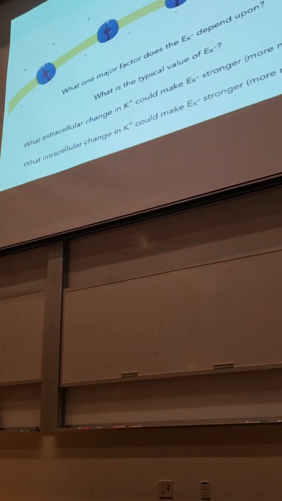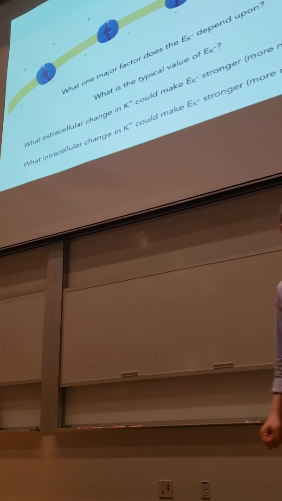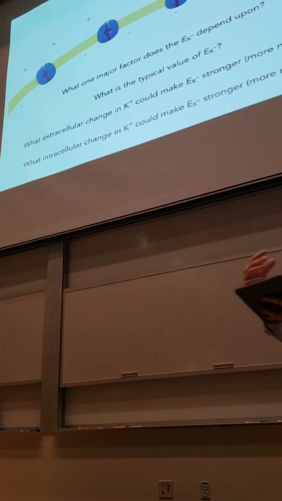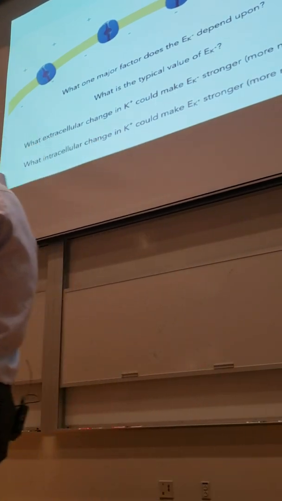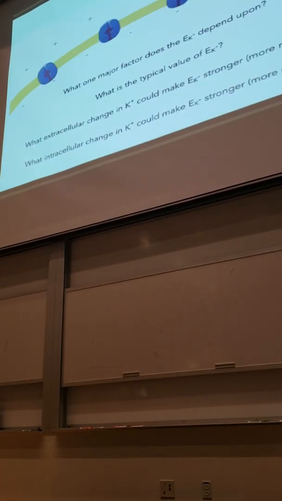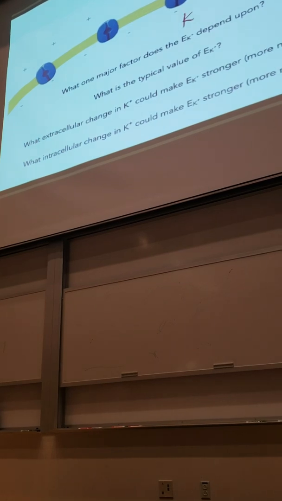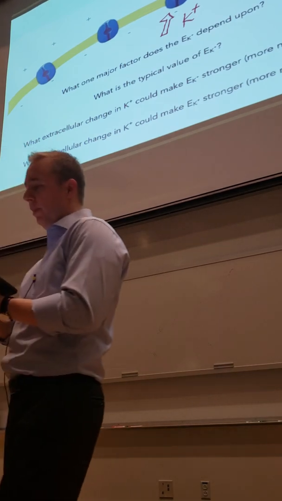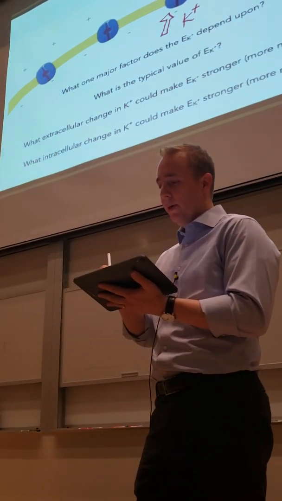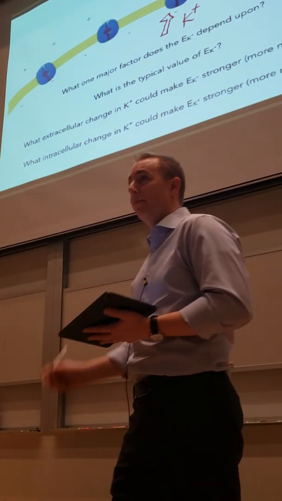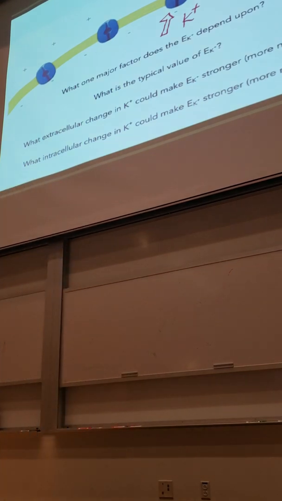Okay, so in this case, let's talk about potassium because this is pretty close to what we have in our cells. We've got potassium leak channels. Potassium is high inside. So we can say lots of potassium inside, and a really tiny amount of potassium outside. High inside, low outside.